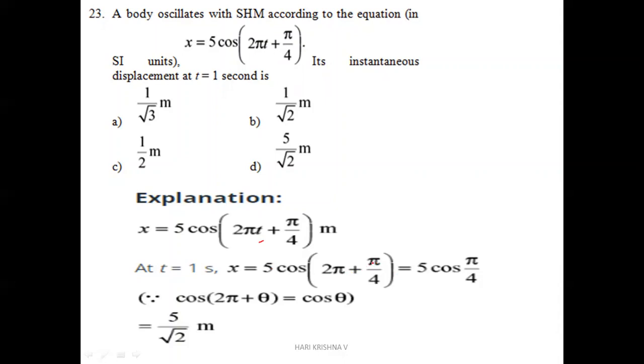So cos of 2 pi plus pi by 4, pi means 180, so 2 pi is 360. After 360 plus theta, it comes back to the first coordinate, and everything remains the same. So we can directly take it as cos pi by 4. Cos pi by 4 is nothing but 1 by root 2. So 5 by root 2. Option D.